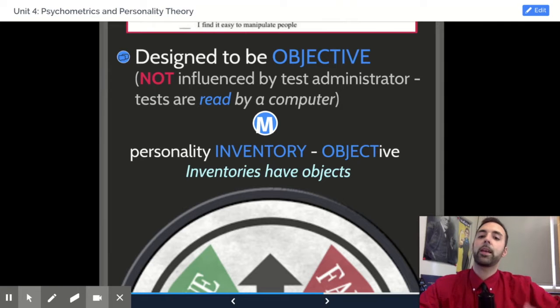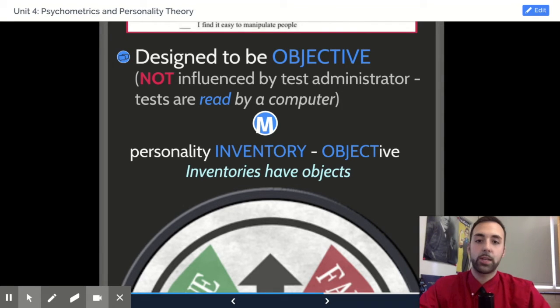That might not seem like an important point, but as the unit progresses, we're going to be talking about personality theories and personality tests that are not objective, that are evaluated by the test administrator, that are very subjective, meaning 2 different test administrators might evaluate your results differently. That is not the case with personality inventories. Your results are read by a computer. There's a predetermined formula. Whatever it is that you respond to, your results are going to be predetermined.